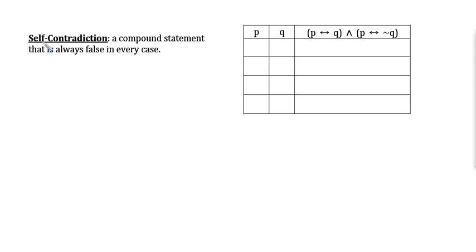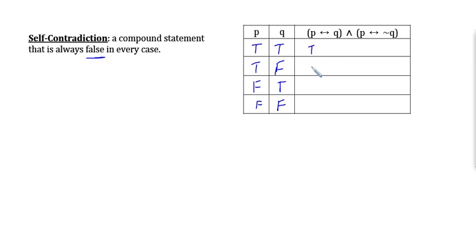So in logic, we get a few specific types of statements. This first one is called a self-contradiction. And this is a compound statement that is always false in every case. So it's a self-contradiction. It always turns out to be false. So let's go ahead and show this here. We can fill out our cases. Okay. And we have P if and only if Q. So remember, this is true when they match.